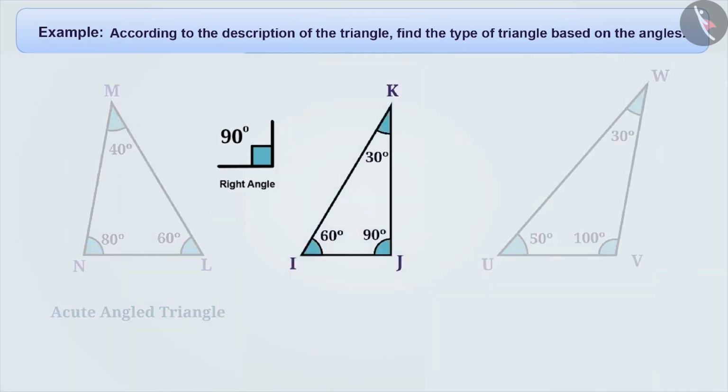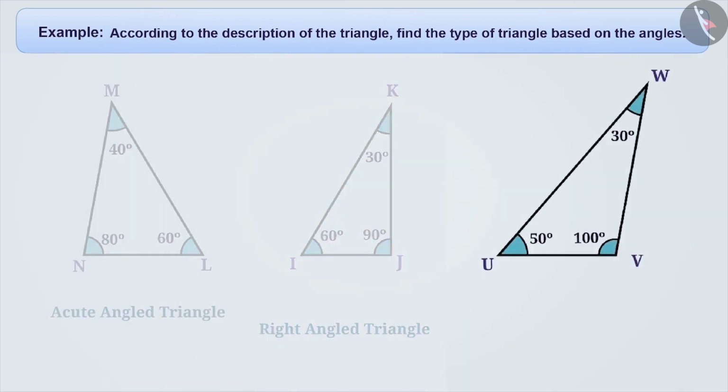From the description provided for triangle IJK, we understand that angle J is a right angle. A triangle in which there is one right angle is called a right-angled triangle. Therefore, triangle IJK is a right-angled triangle. From the description provided for triangle UVW, we understand that angle V is greater than a right angle, which means it is an obtuse angle. Therefore, we call this triangle an obtuse angle triangle.